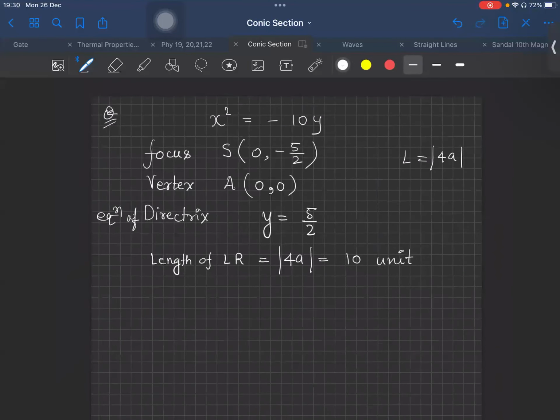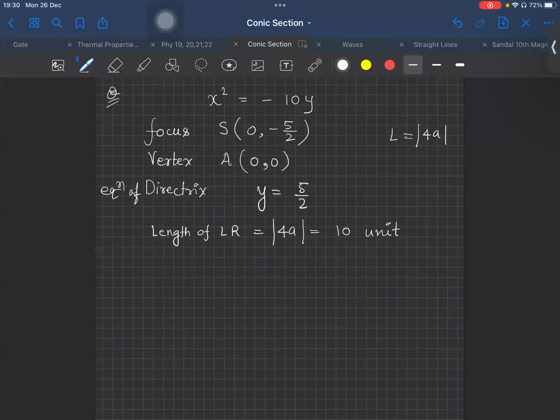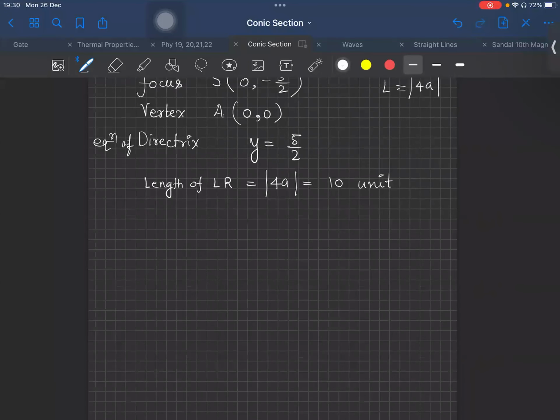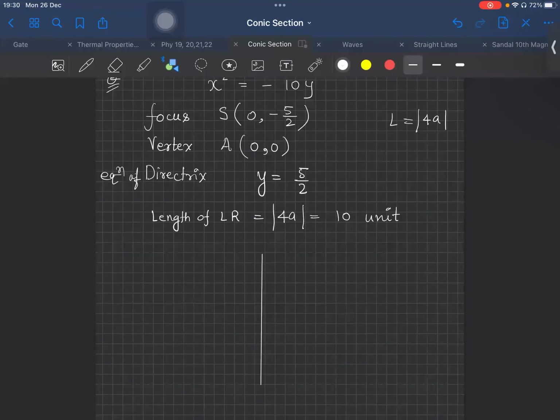First, we will always draw the axes. See, the vertex is at the origin. Let's say A is the vertex. Now the focus is at 0, minus 5 by 2, so somewhere here, S is 0, minus 5 by 2.